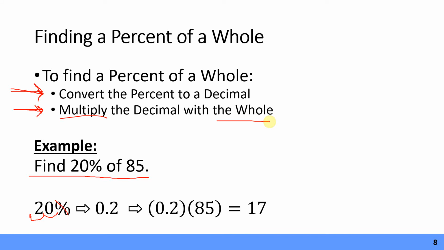So that means going back to the store, right? I have an $85 purchase. I have a 20% off coupon. That means that I'm going to get $17 off, or $17 discounted, right? So that's the way we use it.